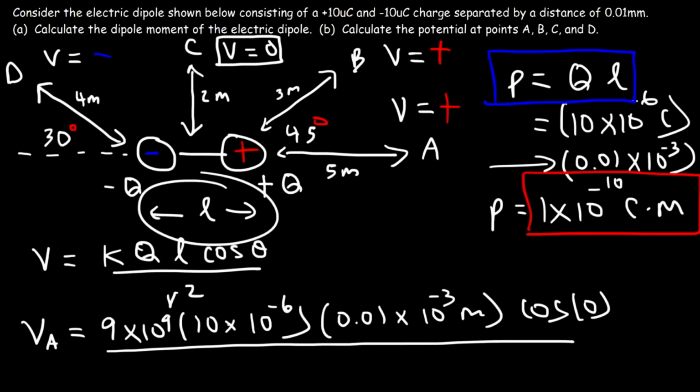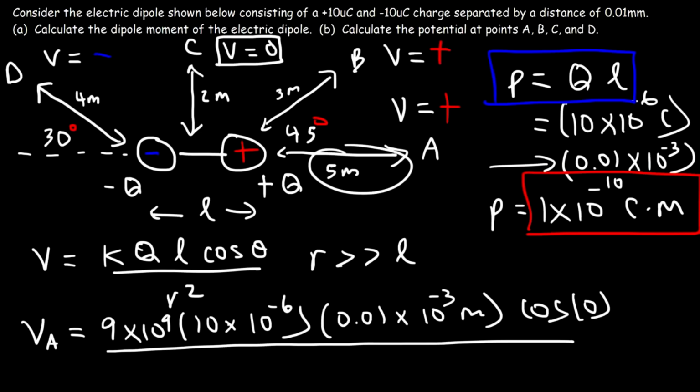Now L is very small. This equation works if r is significantly greater than L. And L is like 0.01 times 10 to the minus 3 meters. Compared to 5 meters, 5 meters is significantly larger than 0.01 millimeters. So the distance between point A and the center of the electric dipole is approximately 5 meters. And so that's r. R is the distance between the center and the point of interest.